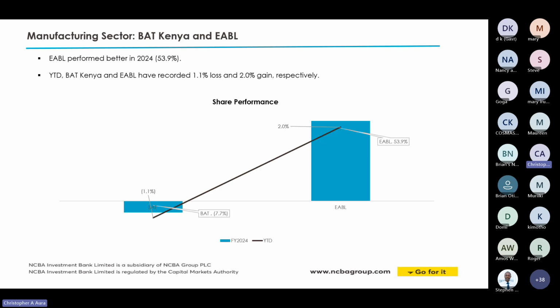So for the full year results, you can see BAT recorded a reduction in their profit by around 19%, while ABL recorded a growth, but it was very minimal. This is just showing you in terms of revenue, also, it was an issue. So that's why the performance was not as high as compared to the banking sector.